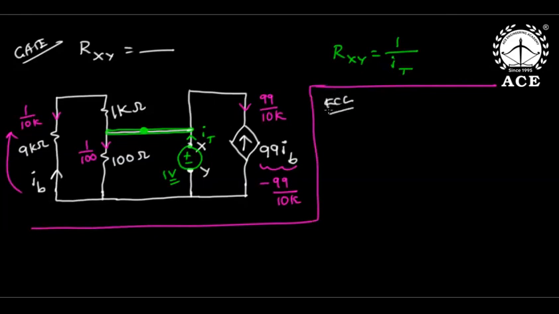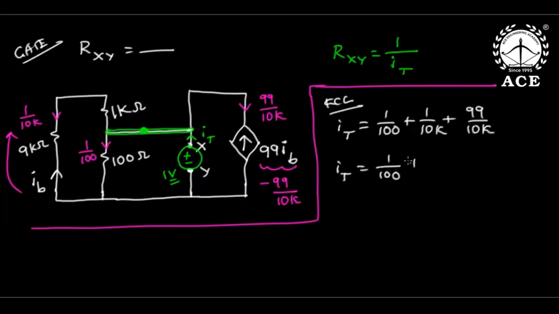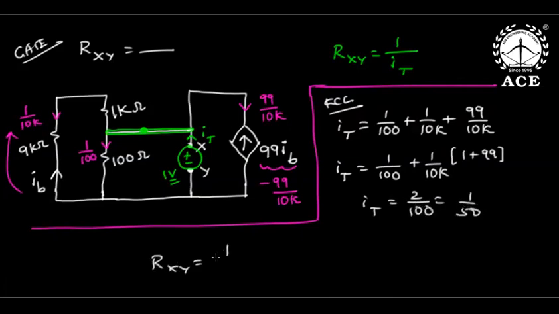Now if you apply Kirchhoff current law, incoming current to this node, I total, is equal to outgoing 1 by 100 plus 1 by 10K plus 99 by 10K. This I total is 1 by 100 plus (1 plus 99) by 10K, another 1 by 100. So I total is 2 by 100, which is 1 by 50. Now finally Rxy is 1 by I total, that is 1 by 1 by 50. Answer is 50 ohms.